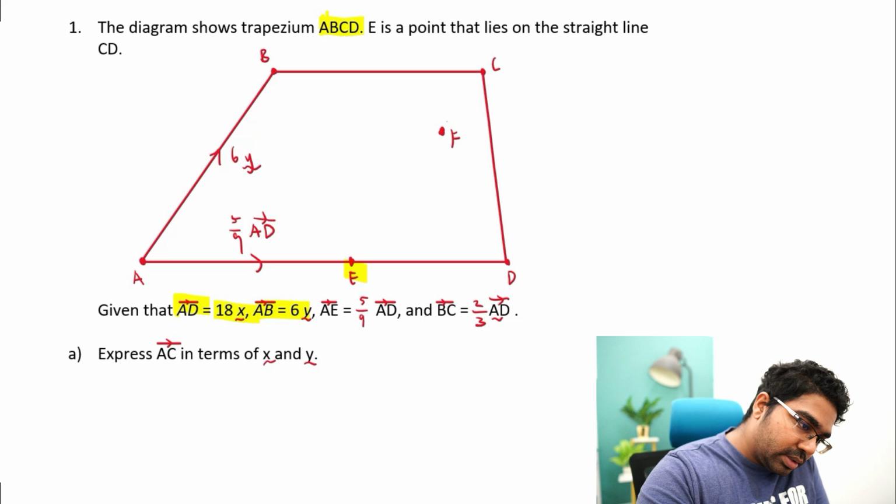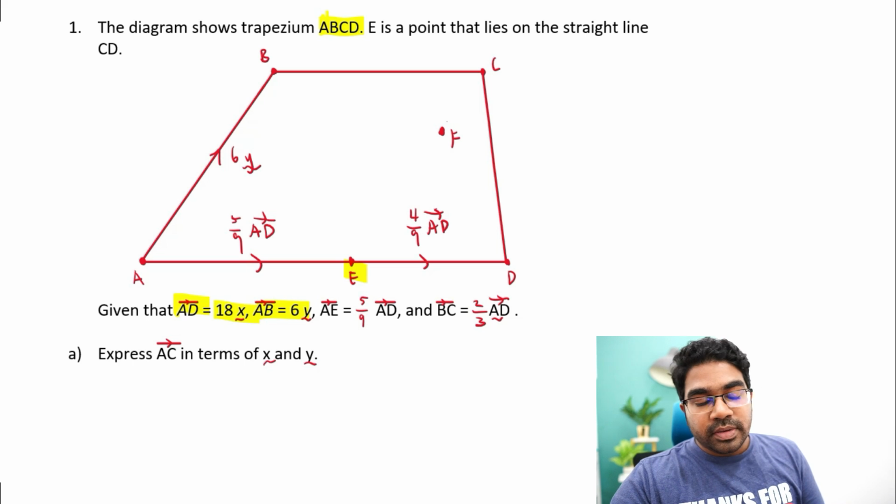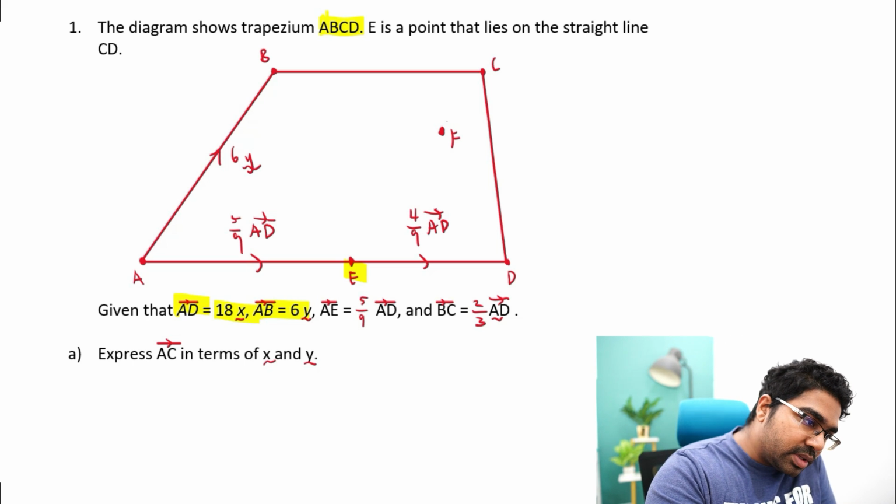Which means ED is 4/9 AD. And finally, we have BC is 2/3 of AD. So BC here is 2/3 AD as well.